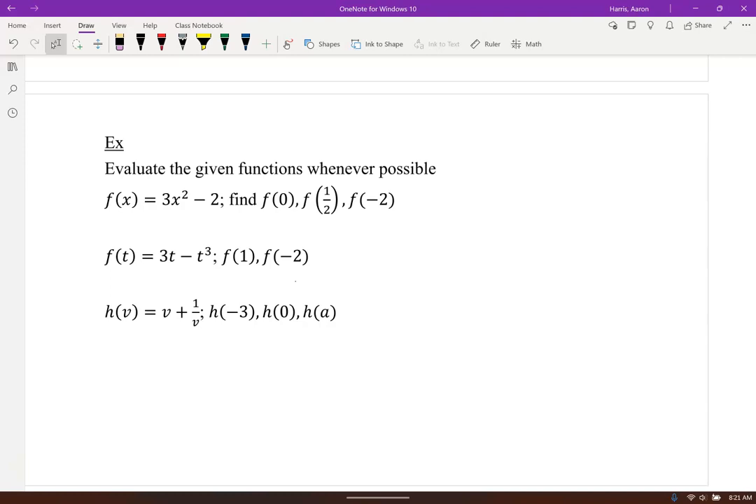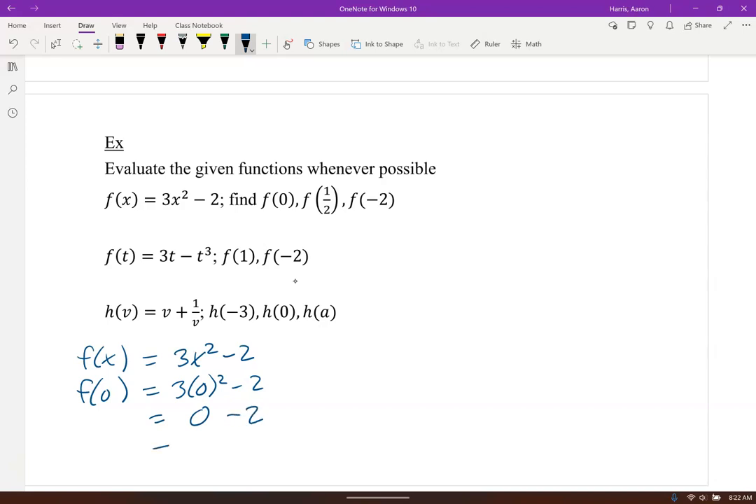So this first one, we have f of x. Again, f of x is just a nickname for y. We can find f of 0. So again, this is saying find y when x is 0. Find the functional value if x is 0. So let's let x be 0. 0 squared is 0. 3 times 0 is 0. And 0 minus 2 is negative 2. So I have f of 0 is negative 2.